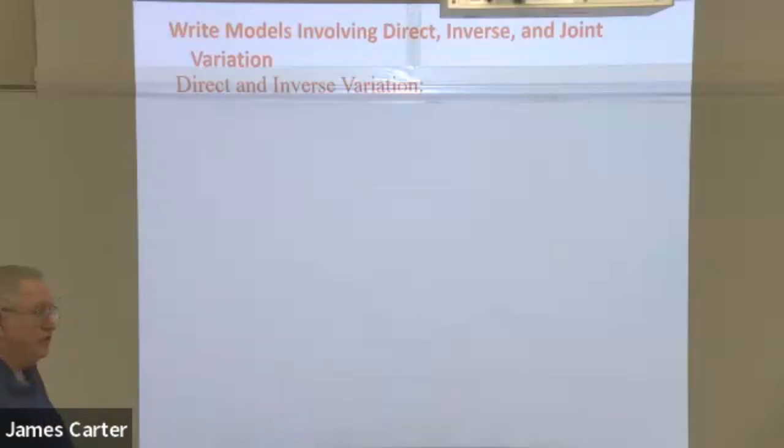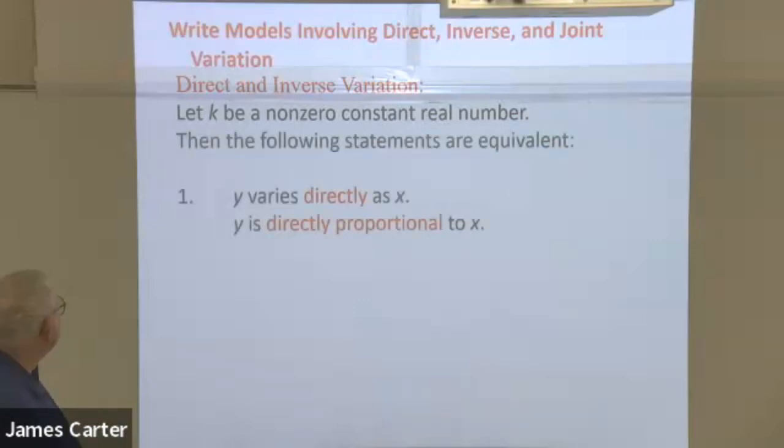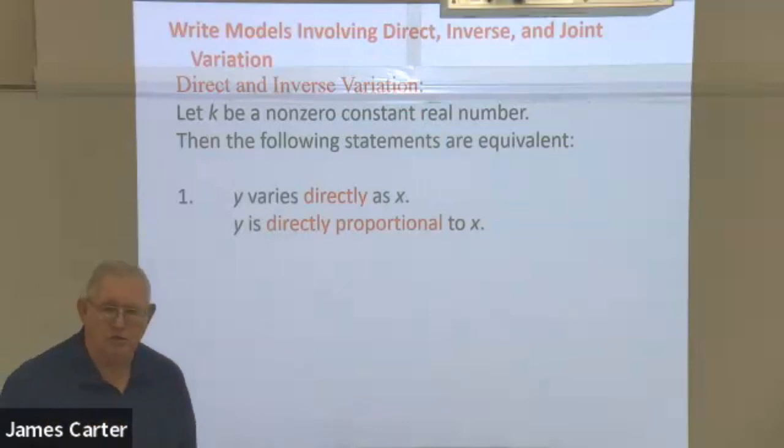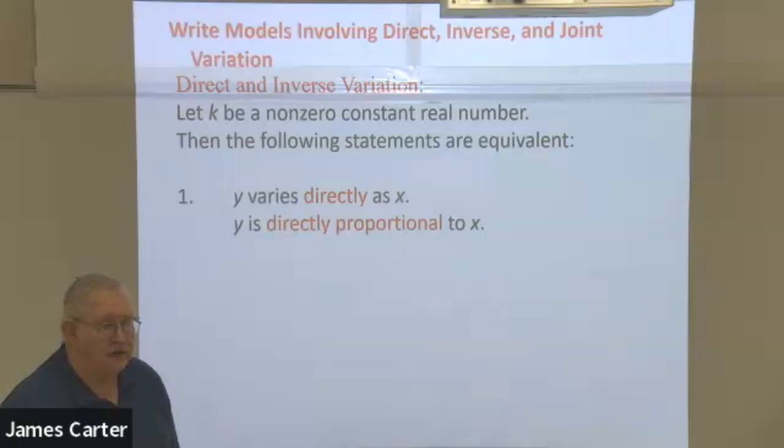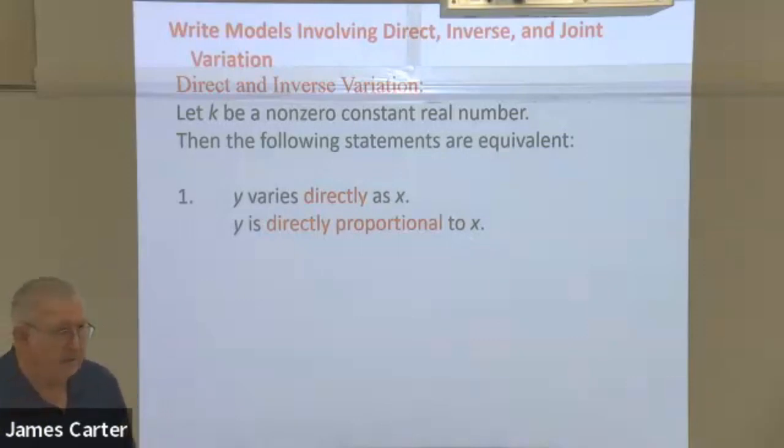We have direct and inverse variations. Those are the two types. What you do is you let K be some real number. Now, initially, you do not know what K is. Okay. Y varies directly as X, and Y is directly proportional to X, are equivalent statements. We're just talking language so far.